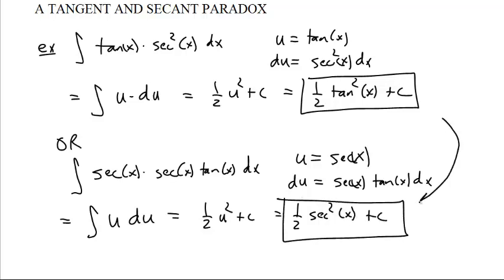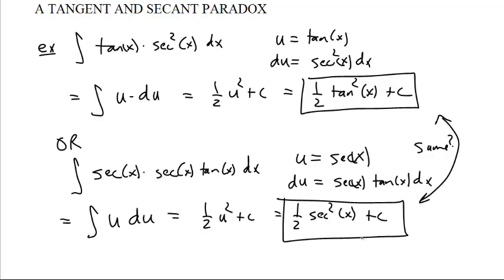Now the problem is, are these the same? Because if they're not the same, then one of them has to be the right answer and one of them has to be a wrong answer. What goes wrong? In fact, if you take the derivative of this up here, the 2 cancels out with the 1/2, and we're left with tangent times the derivative of tangent, secant squared. Tangent times secant squared. That one works. Well, what about this one?